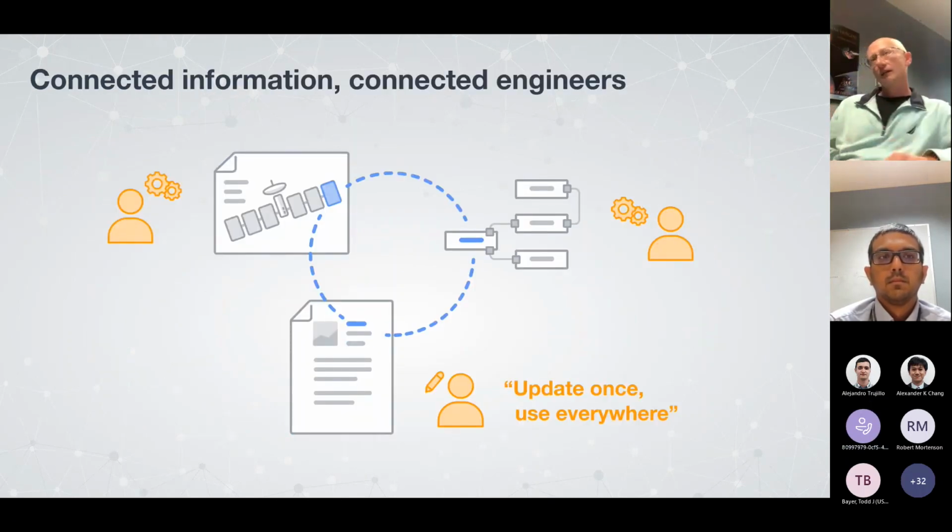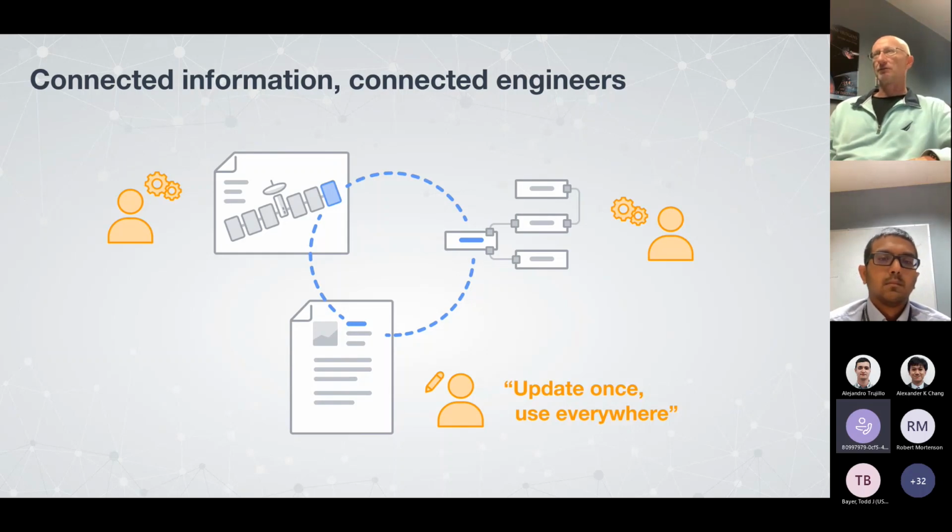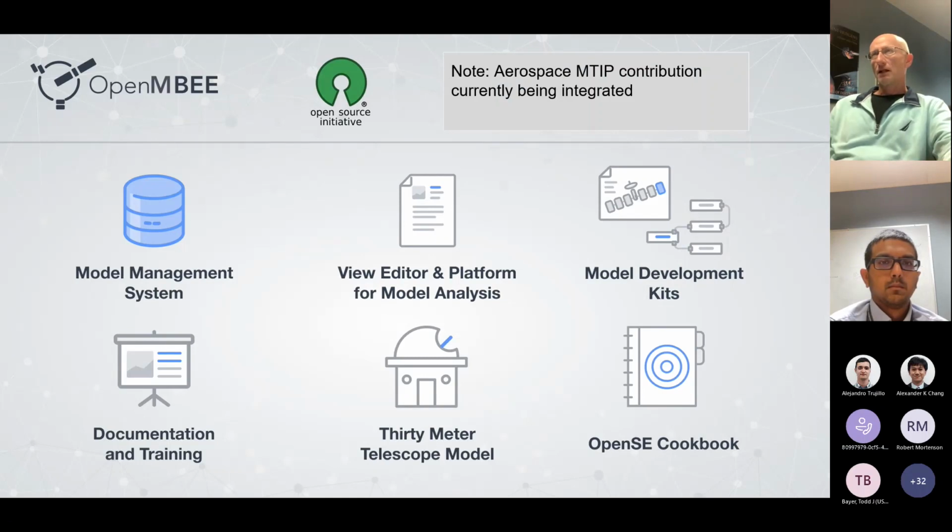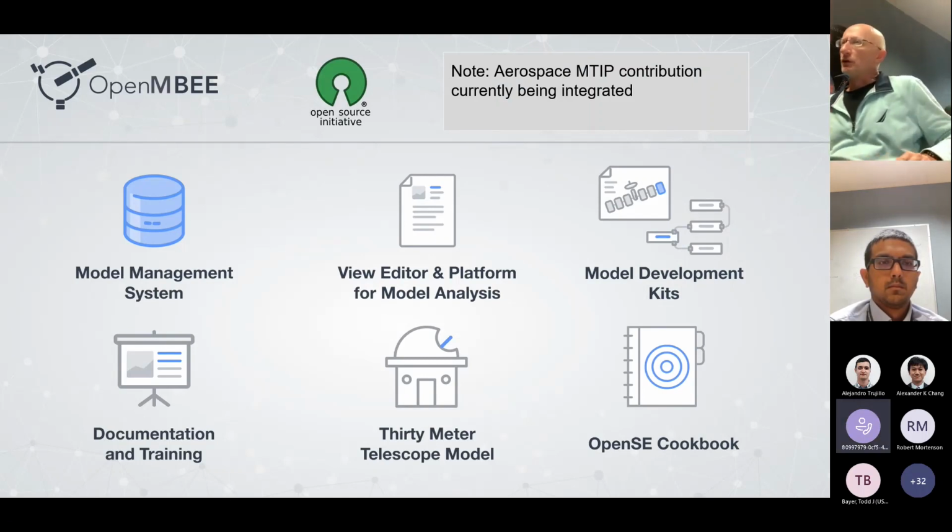And this is where we get here. It's kind of this meme of update once, use everywhere, where we have different models and different documents or artifacts that reference that data coming from those models. And this is somehow where OpenMBEE came out, right?